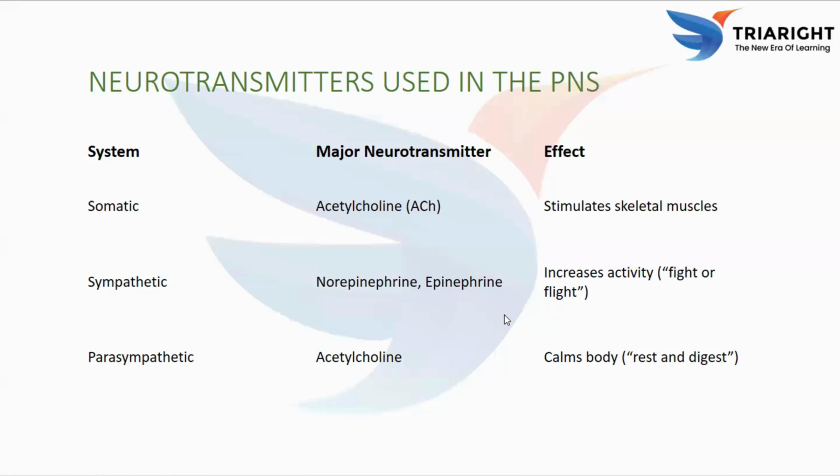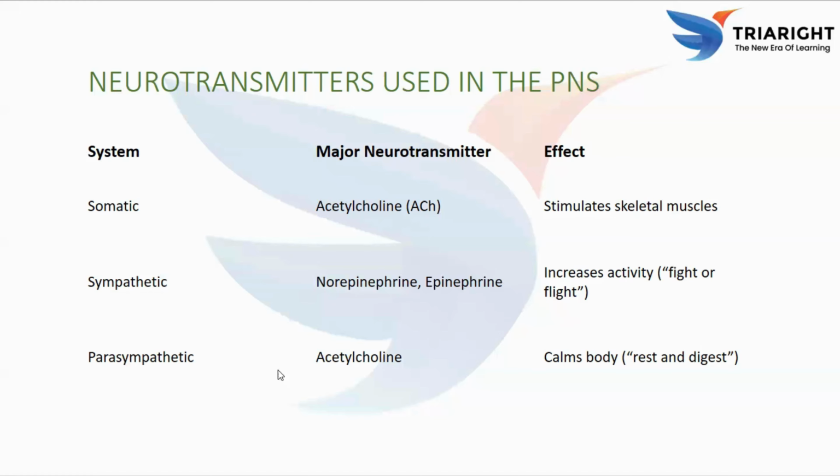So what is the effect of this neurotransmitter? It increases body activity. It causes the fight or flight response. Here, it increases the heart rate and breathing. It dilates the pupils and bronchi. It decreases digestion. These changes prepare the body to respond to stress or emergencies.